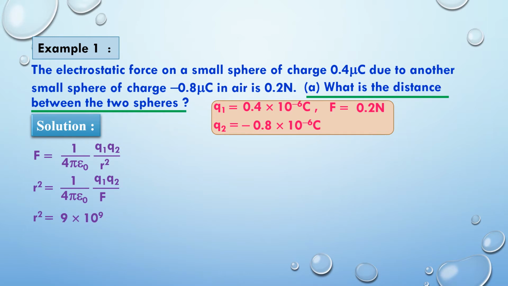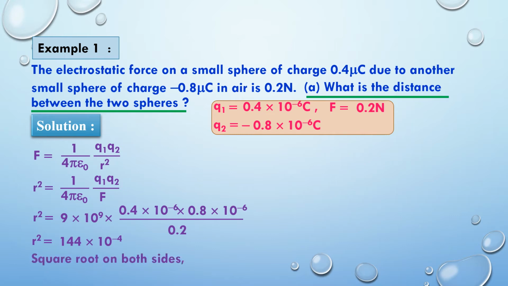which is the value of 1 upon 4 pi epsilon naught, times Q1, which is given as 0.4 × 10 to the power of minus 6, into 0.8 × 10 to the power of minus 6, divided by force, which is 0.2 Newton. On simplifying, you will get an answer which is 144 × 10 to the power of minus 4. Taking the square root on both sides, we get an answer which is 12 × 10 to the power of minus 2 meters, which happens to be the answer that we are supposed to find.